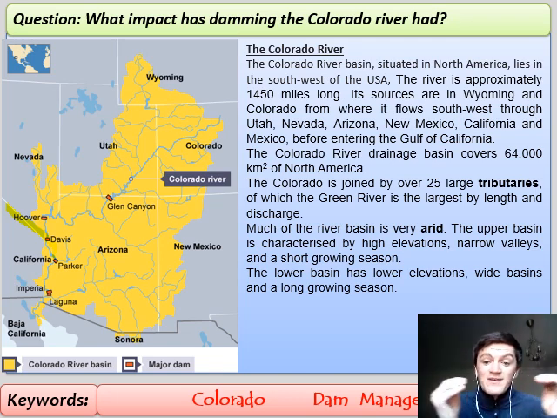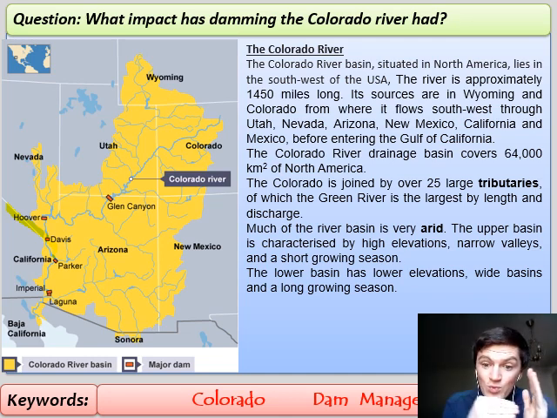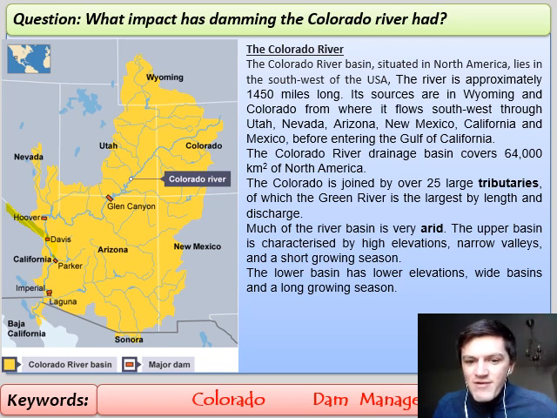So remember, a tributary is a smaller river joining the bigger river. Okay, that idea of tribute, it works towards it, of which the Green River is the largest by length and discharge. Much of the river basin is very arid.